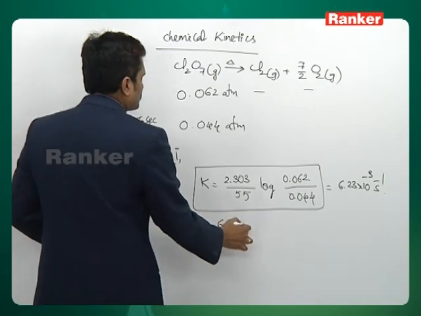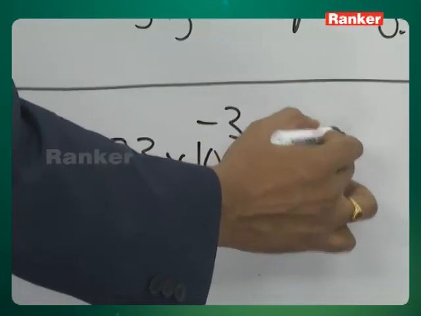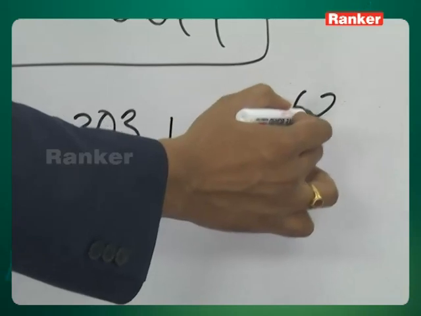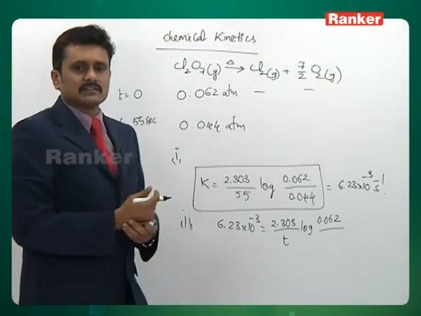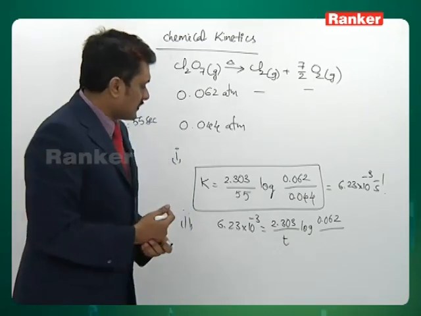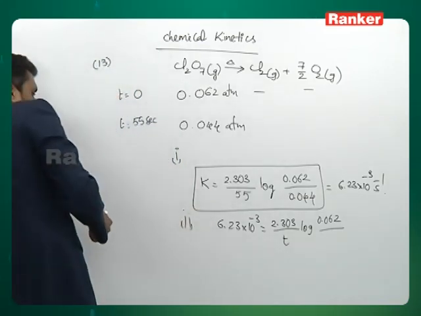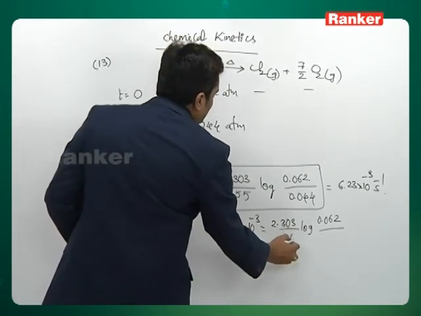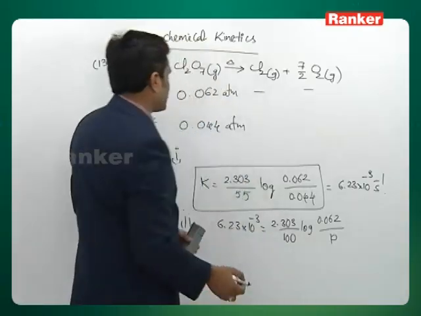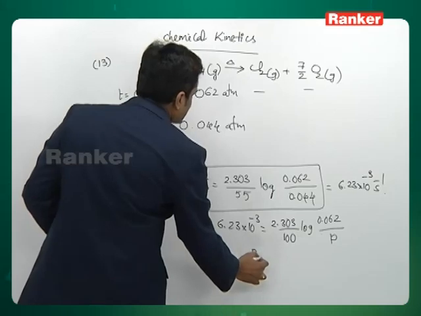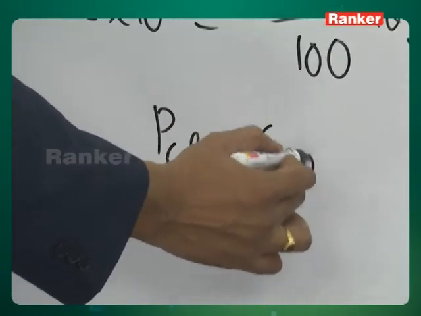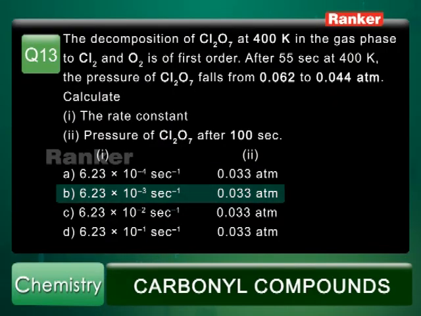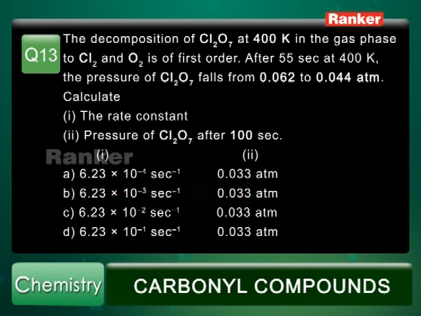So when I substitute here the K, which is equal to 2.303 by t, you have been asked to find the pressure of Cl2O7 after 100 seconds. So what I mean to say is that you have been given the time course of the reaction as 100 seconds, and you have to find out the pressure of Cl2O7 after 100 seconds. That means simplification of this equation will fetch you the value of pressure of Cl2O7 after 100 seconds as 0.033 atm, that is atmosphere.